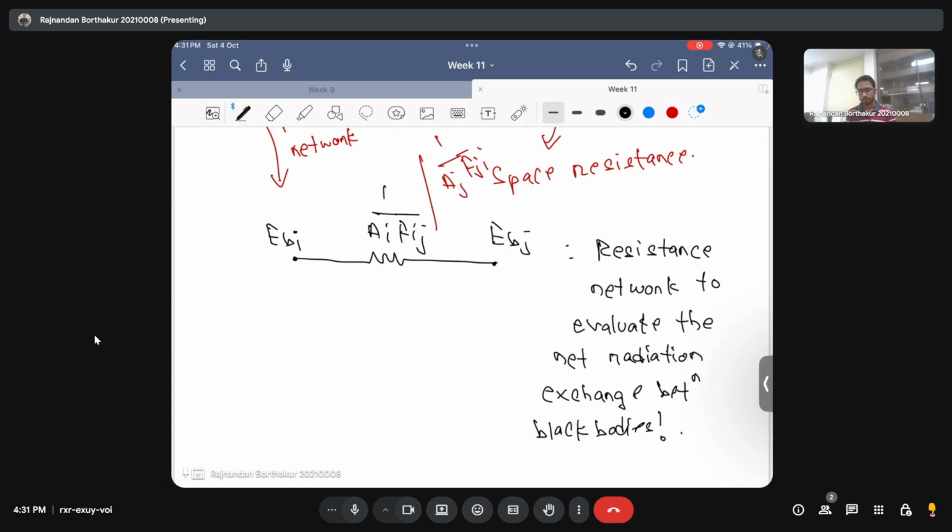And going forward, as I said, we will be learning to draw the resistance network for radiation, for estimating radiation exchange between real surfaces. And this is the idea that we will try to explore in the next discussion hour.